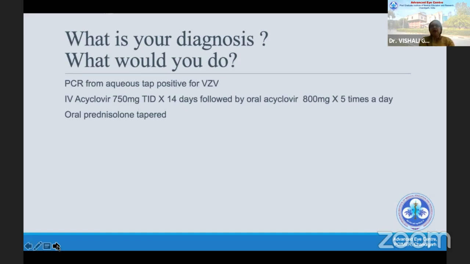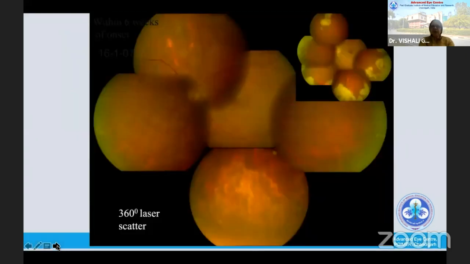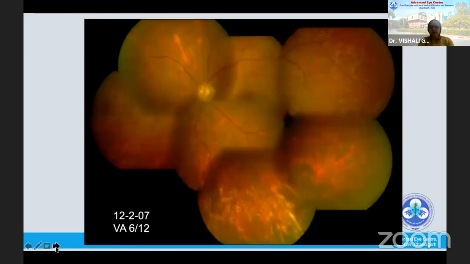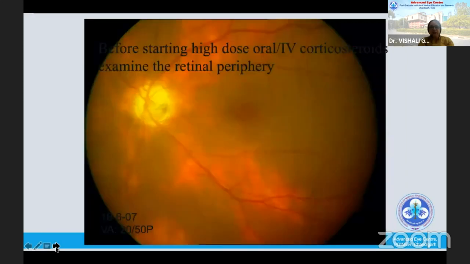It's a very clear acute retinal necrosis, viral. He received the treatment, prednisolone was tapered, and you can see over a period of time, this is a long time ago, we used to do laser at that time. Now we really don't do it all the time. So this is what it ends up with.